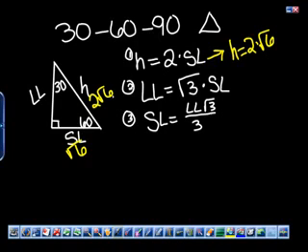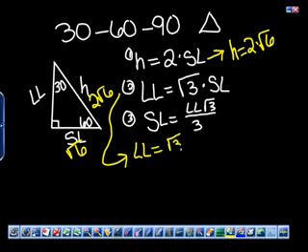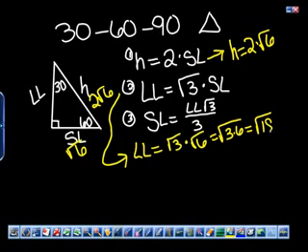Okay, we have the hypotenuse. So long leg equals square root of 3 from the formula times the short leg, which is what? 3 times 6, which is 18.